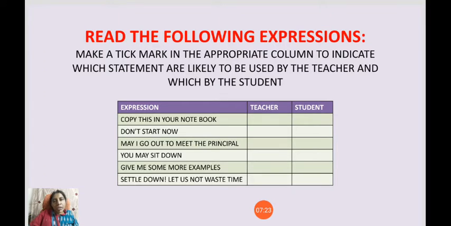Now let's come. The first expression used here is, copy this in your notebook. Generally, who says this? Teacher. It is an expression used by the teacher. The second one, don't start now. This is an expression used by a teacher. Normally, the teacher uses this expression.